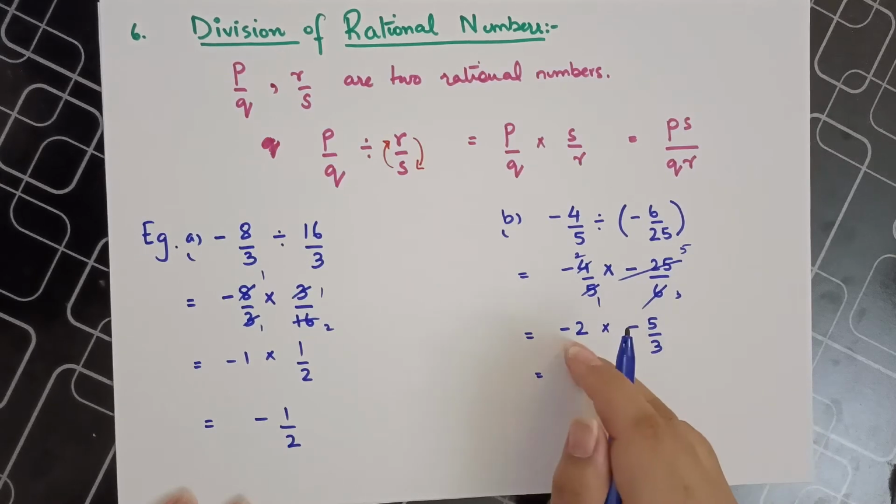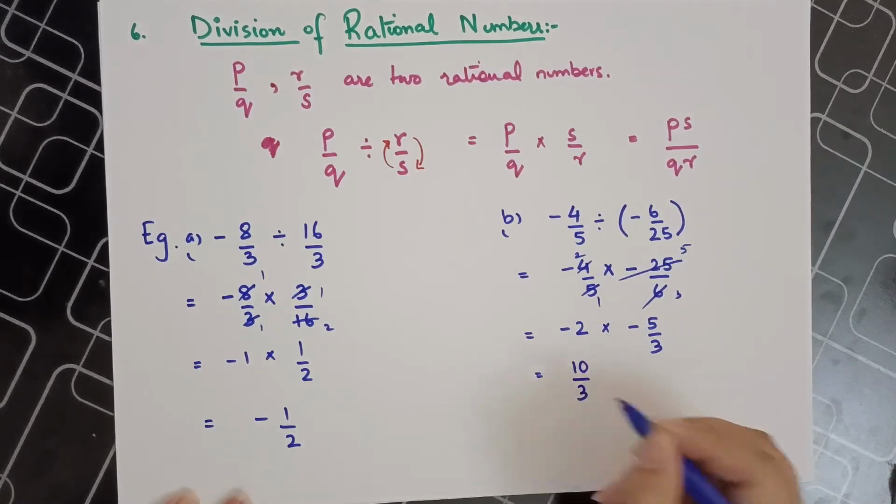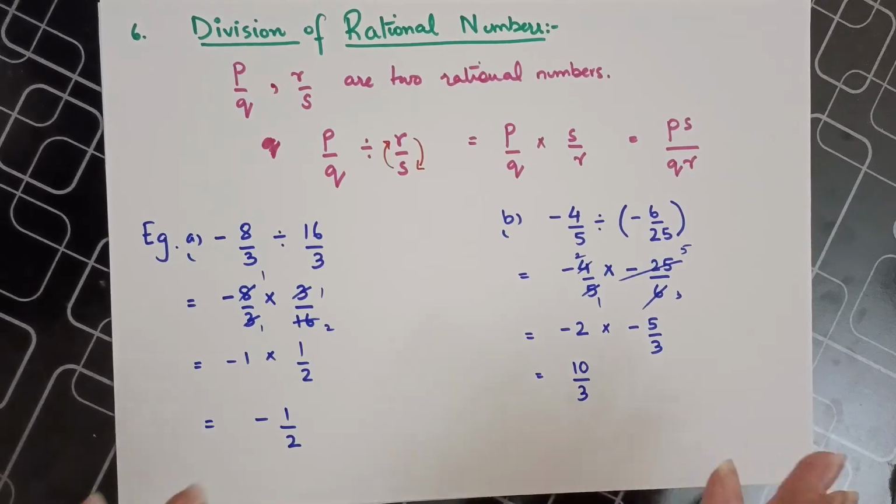So it will be minus 2. When multiplied by minus 5, it becomes plus 10 upon 3. Right? So this is the final answer. This is how you simplify when you are given the division between two fractions.